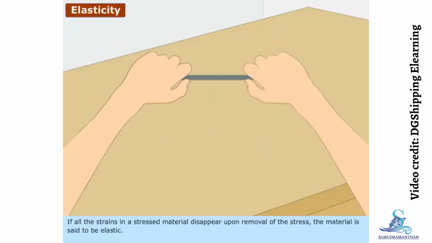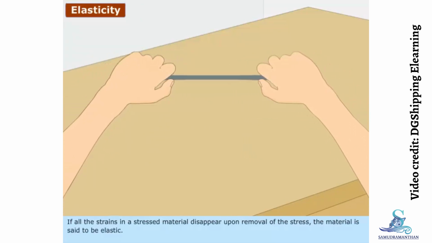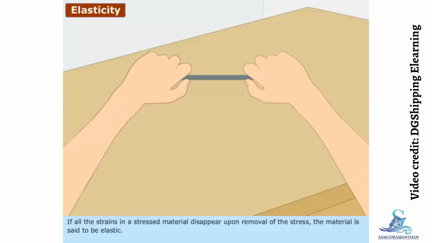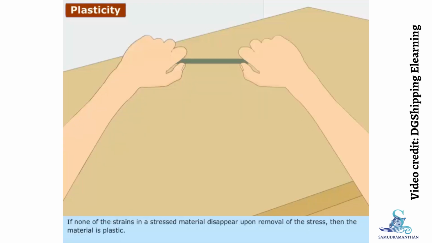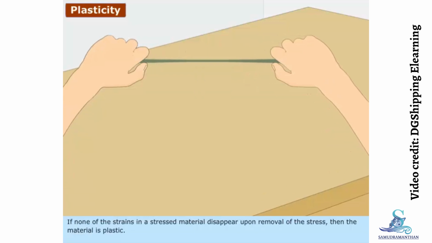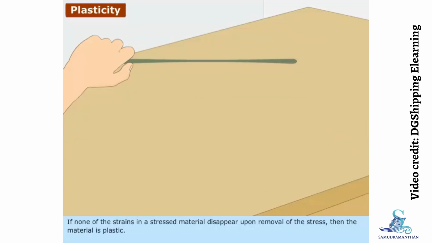If all the strains in a stressed material disappear upon removal of the stress, the material is said to be elastic. This is an essential property for materials from which springs and load-bearing structures are made. If none of the strains in a stressed material disappear upon removal of the stress, then the material is plastic. Plasticity is the opposite of elasticity and similar to malleability. It is the ability of a substance to be easily bent or shaped without cracking and without any harmful internal stresses being set up.